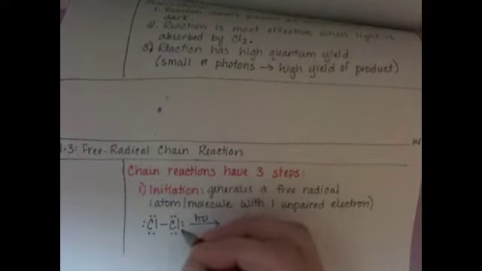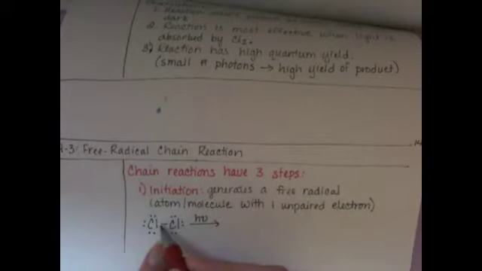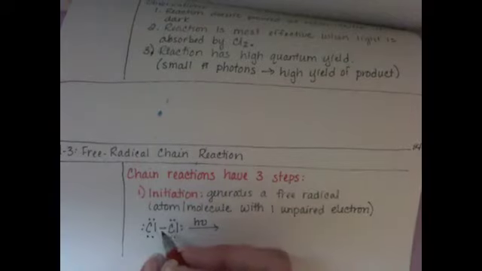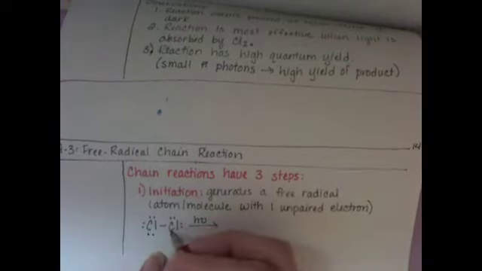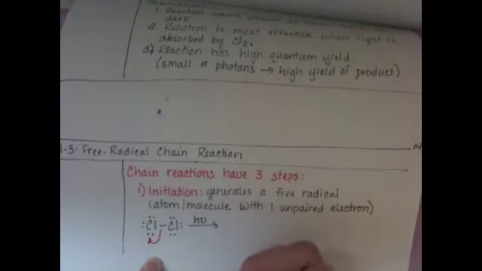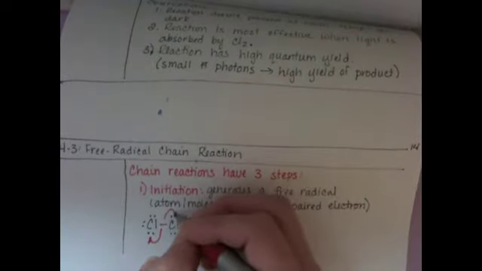When the light interacts with the chlorine molecule, it actually splits the chlorine-chlorine bond, and it splits it in a way where the 2 electrons in the bond get divided up between the 2 atoms in the molecule. One of the electrons goes to one of the chlorine atoms, the other electron goes to the other.